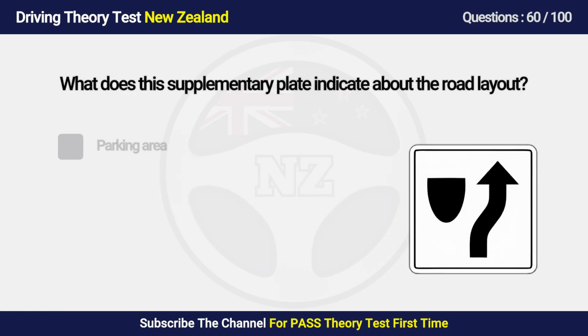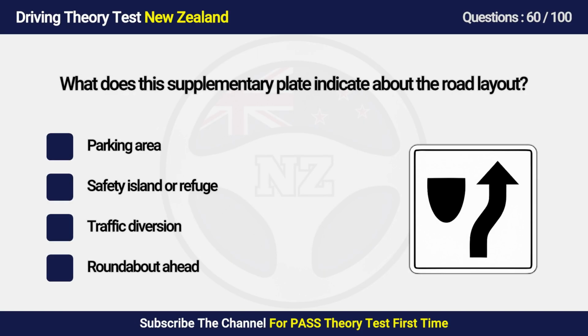Question 60. What does this supplementary plate indicate about the road layout? A. Parking area, B. Safety island or refuge, C. Traffic diversion, D. Roundabout ahead.